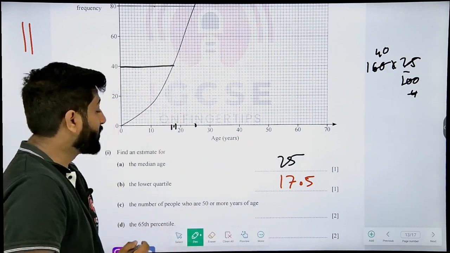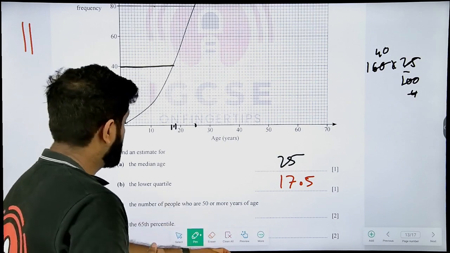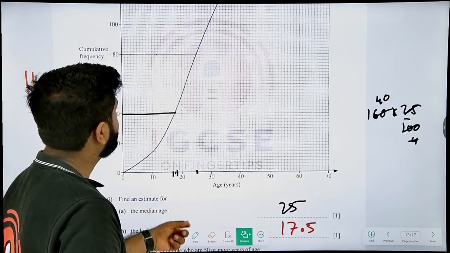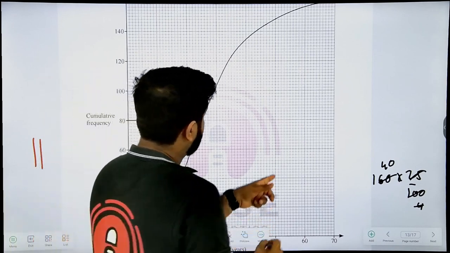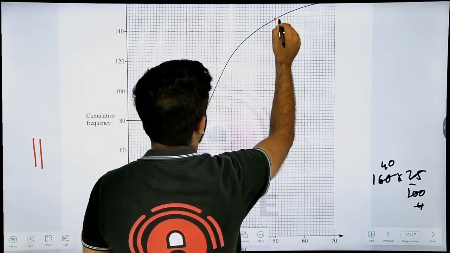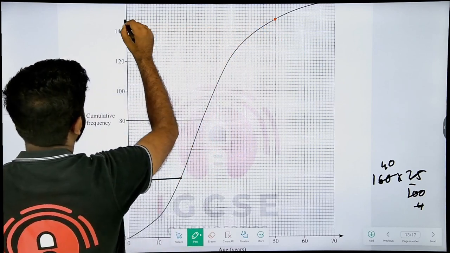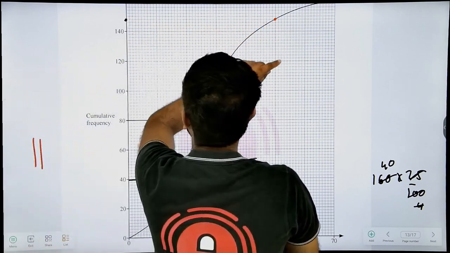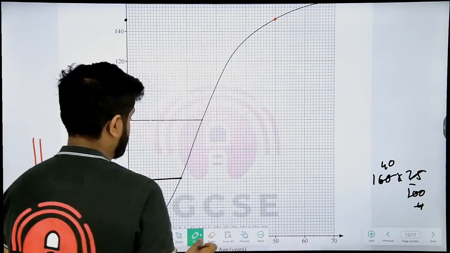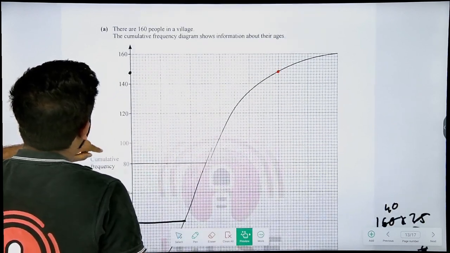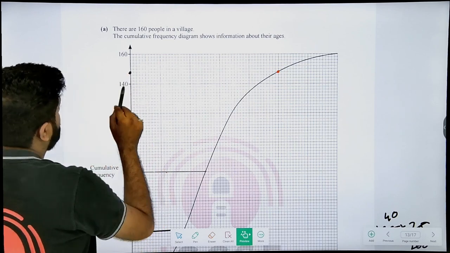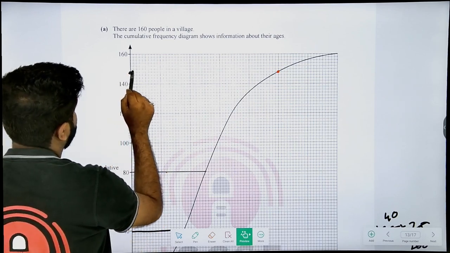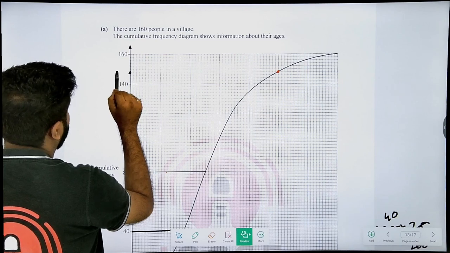Find the number of people who are 50 years or more of age. So I have to find the number of people who are at least 50 or above. So for x equals 50, I'll plot a point over here, and this intersects at this point. Now I know the gap is 10 units, right? So 142, 144, 146. This should be 148.